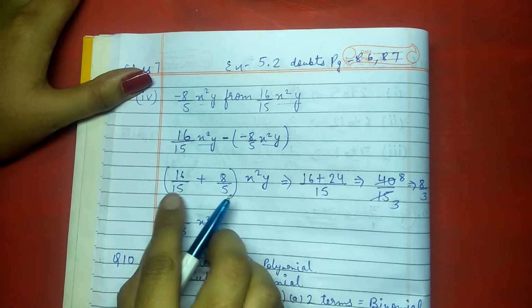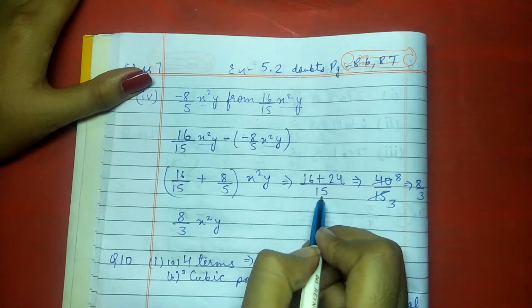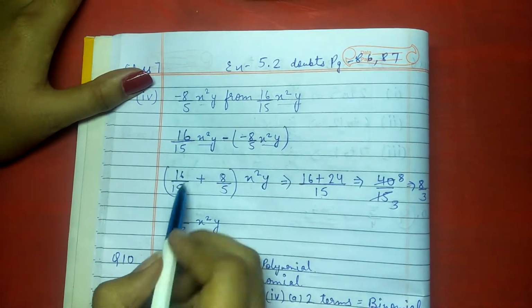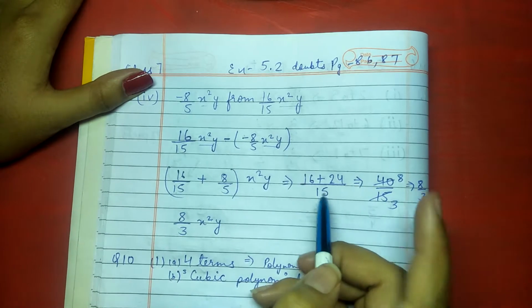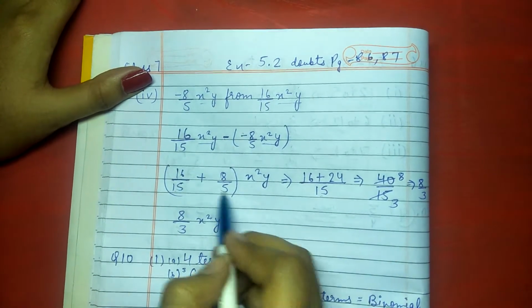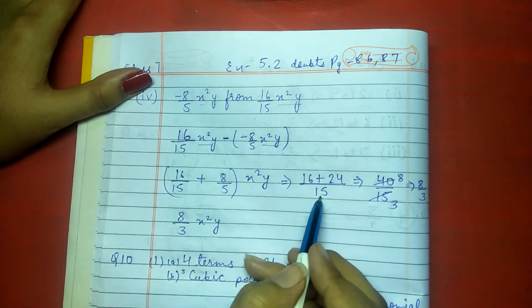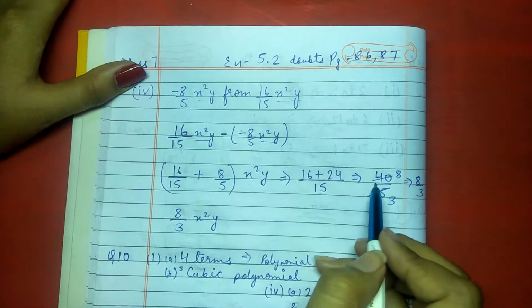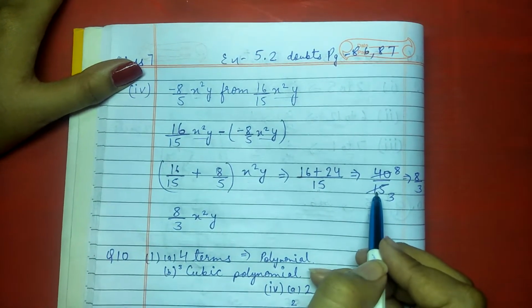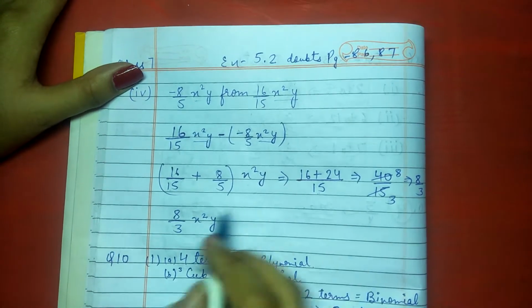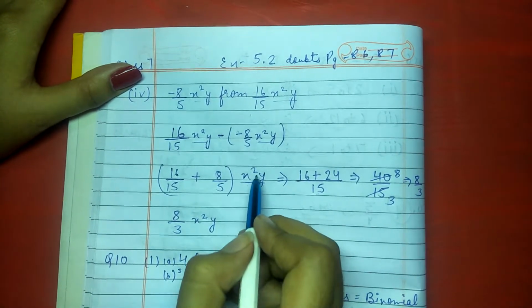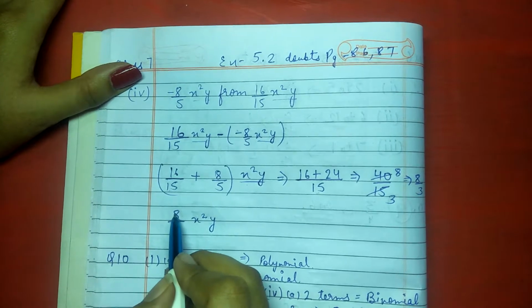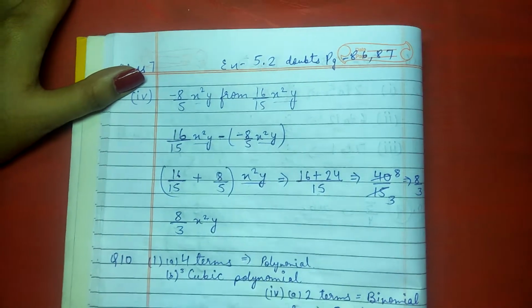When you find the LCM of 15 and 5, you get 15. According to the normal solution, 15 goes in 15 one time, 1 16 is 16, and 5 goes in 15 three times, 3 8s are 24. Here 16 plus 24 is 40, and 40 upon 15, if you divide by 5, you get 8 upon 3. As we have taken this term out, we have to attach it, and 8 upon 3 x square y will be the answer.